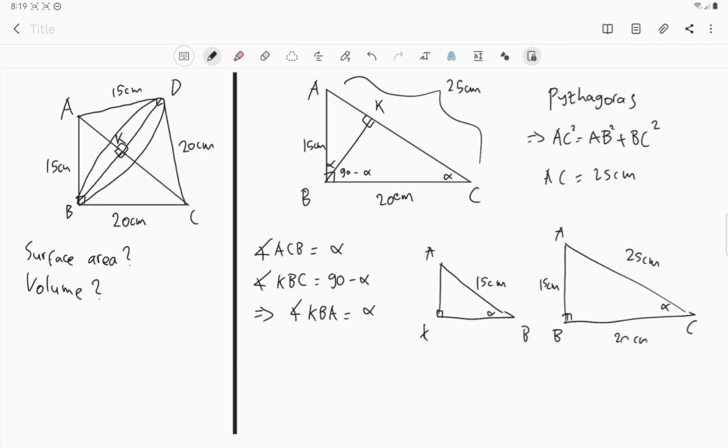Now how do we find BK from this? Well, it is rather easy. We can make a ratio like this: BK over BA equals CB over CA. This over this equals this over this in ratio because they are similar. So we can make it like this: BK over 15 equals 20 over 25, or 4 over 5. Hence we get BK equals 12 centimeter.